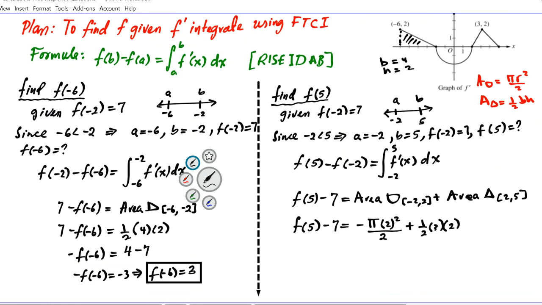We're going to have f of 5 is equal to, so we add 7 to both sides. Simplify this. This is -4 pi over 2, which reduces to -2 pi. And then these two 2's divide out, so we have plus 3. And then we add 7 to both sides of the equation, plus 7. So this simplifies to f of 5 is equal to 10 minus 2 pi.